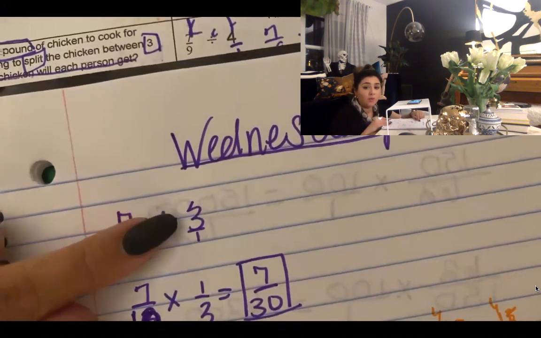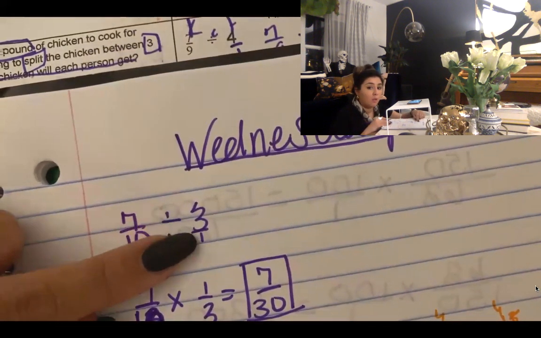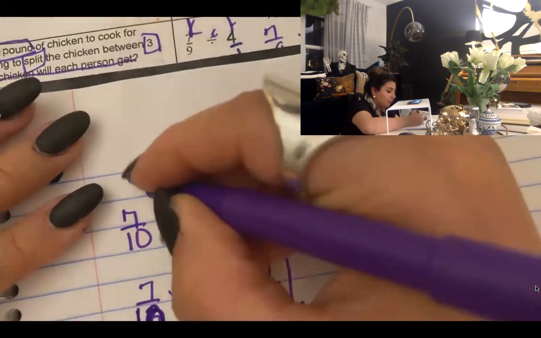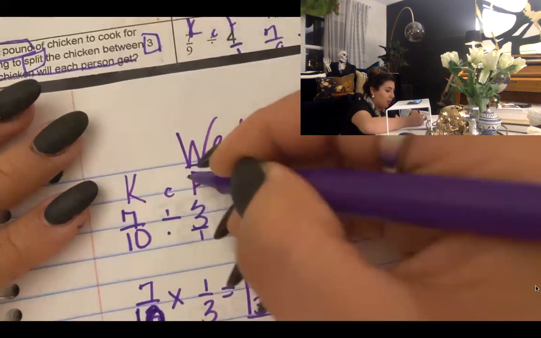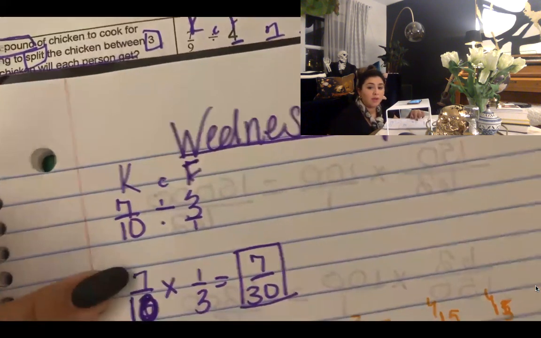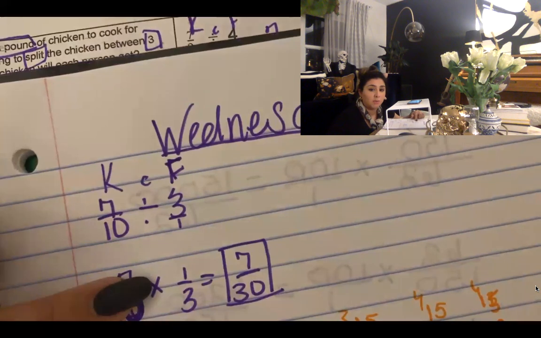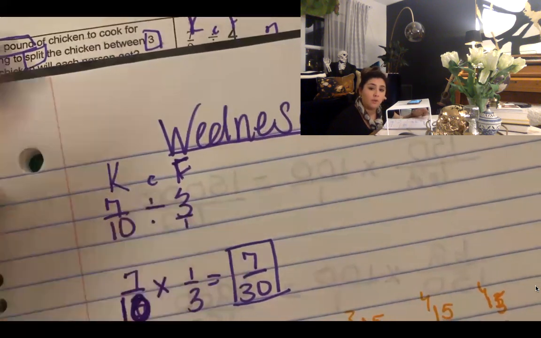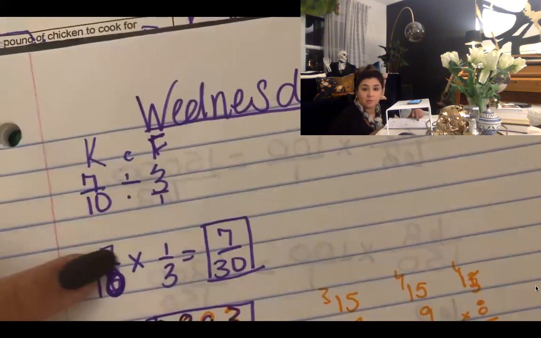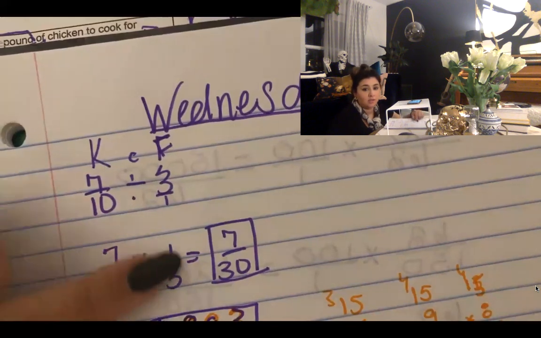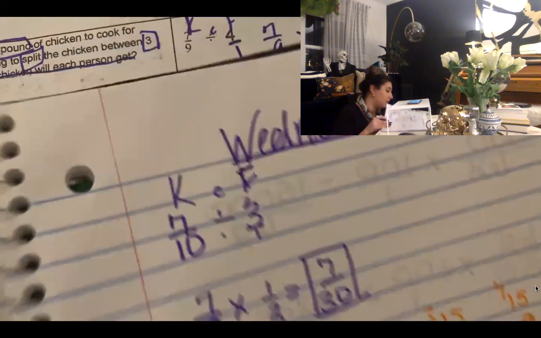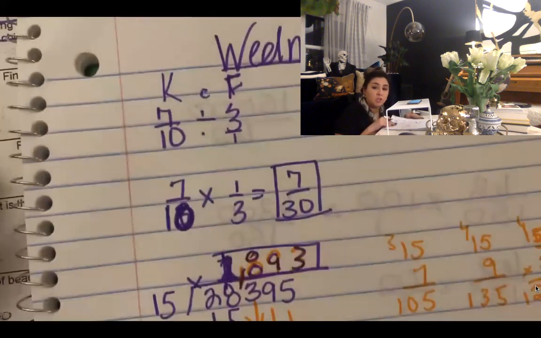Remember, when we have a whole number, we're going to put a 1 underneath it to make it a fraction. So I'm going to use my standard algorithm here. And we're going to keep the first fraction the same. We're changing this to a multiplication, and we're flipping 3/1 into 1/3. And this should be super easy for us to solve, because 7 times 1 is 7, and 10 times 3 is 30. Can't solve it any further. That's your answer. 7/30 is how much each person will get.